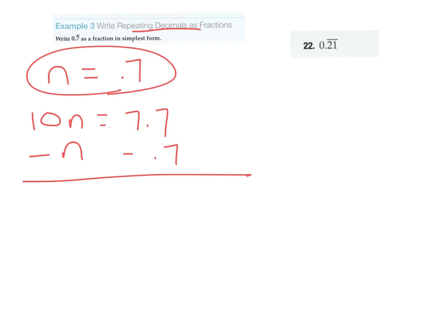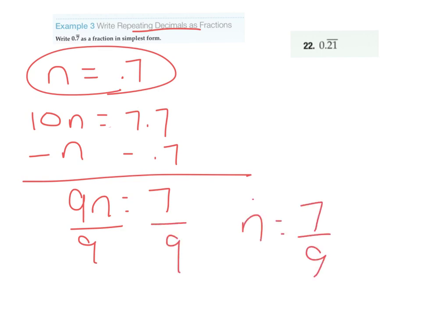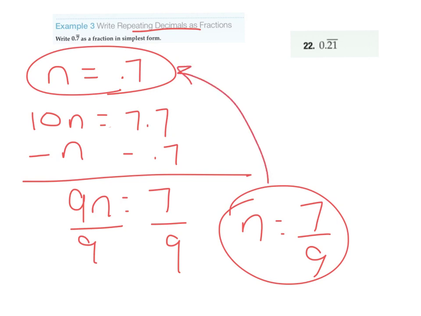And by doing that, I get 9n. And then what that does is that gets rid of the repeating part. So now we have 7. And so to solve for n, I divide by 9 on both sides. When I do that, I get my fraction. That's now a fraction that represents this repeating.